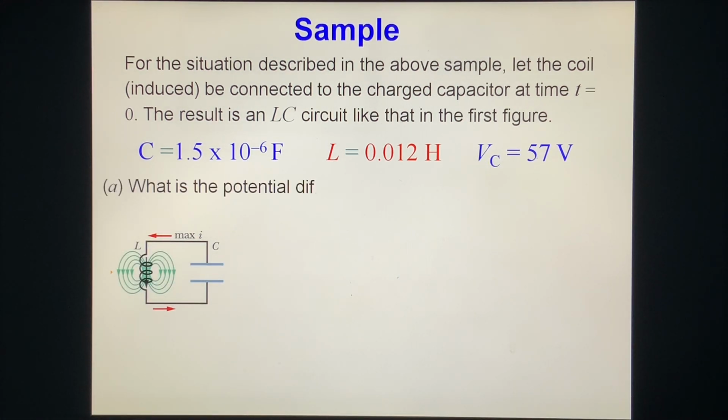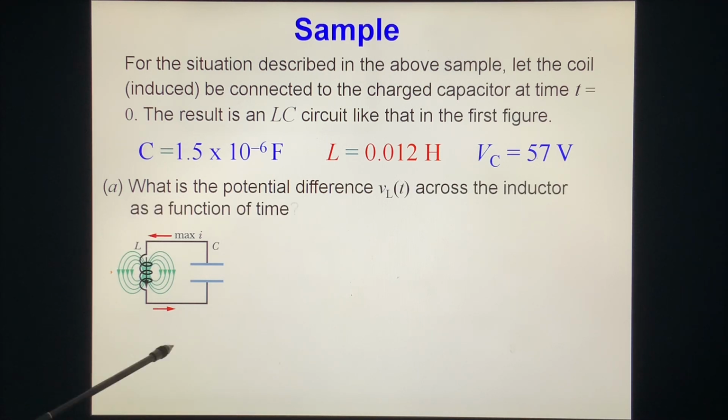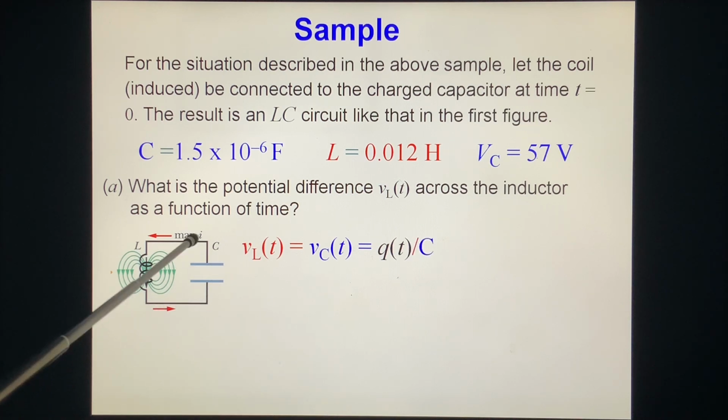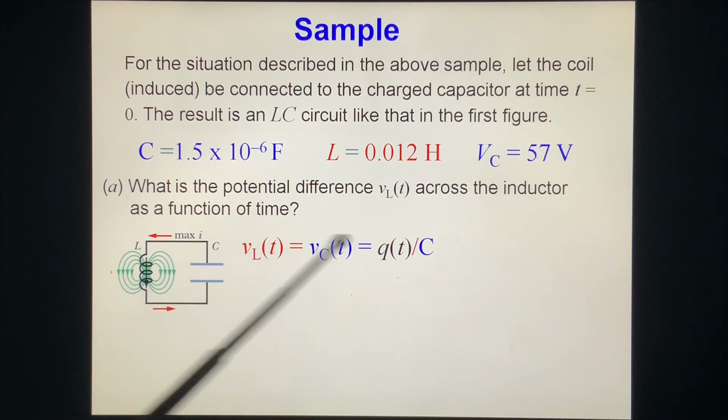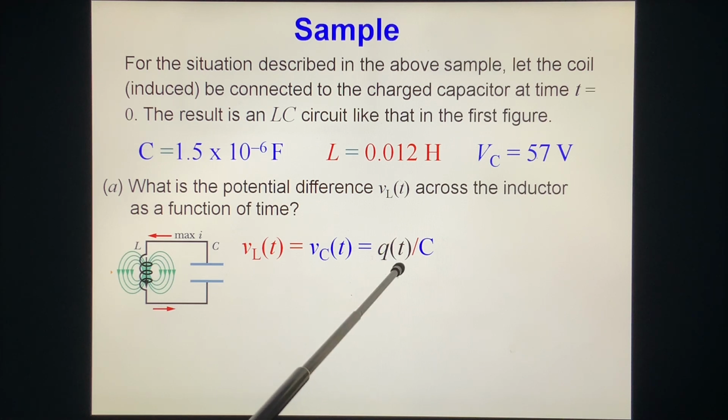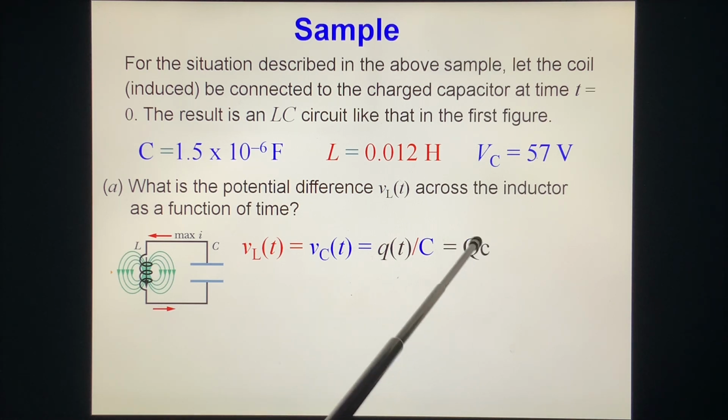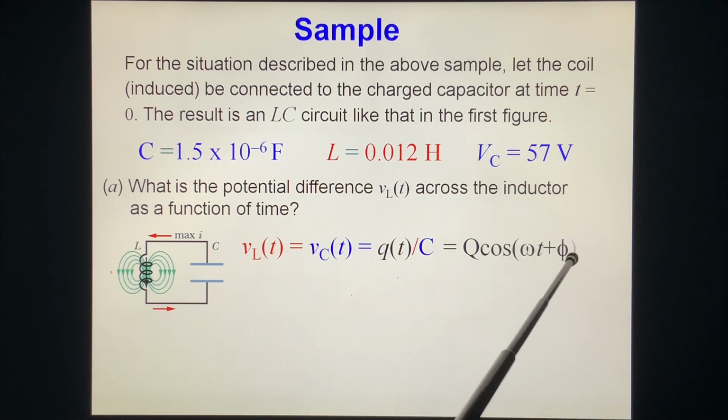Question A. What is the potential difference VL across the inductor as a function of time t? From this figure, we know that the inductor and capacitor are connected in parallel, so the voltage across them is the same. So VL equals VC. And what is VC? VC equals Q over C by definition. What is Q? We know it is equal to Q cosine(omega t plus phi).